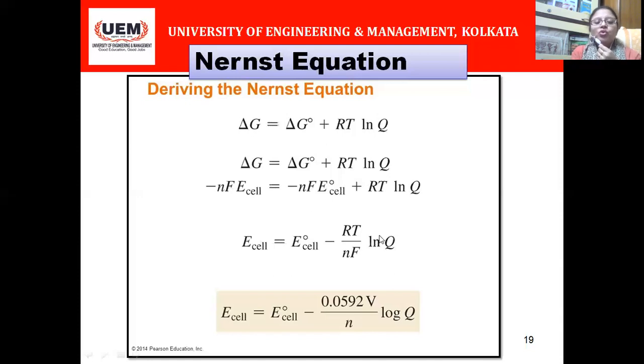So if you want to convert the ln term, you have to multiply by 2.303. And if you put in all the standard values, that is R, T, and F, you will get E cell is equal to E naught cell minus 0.0592 by N log Q. By using this Nernst equation, you can solve a numerical problem. You can use it in the log form, and you can also use the ln form.